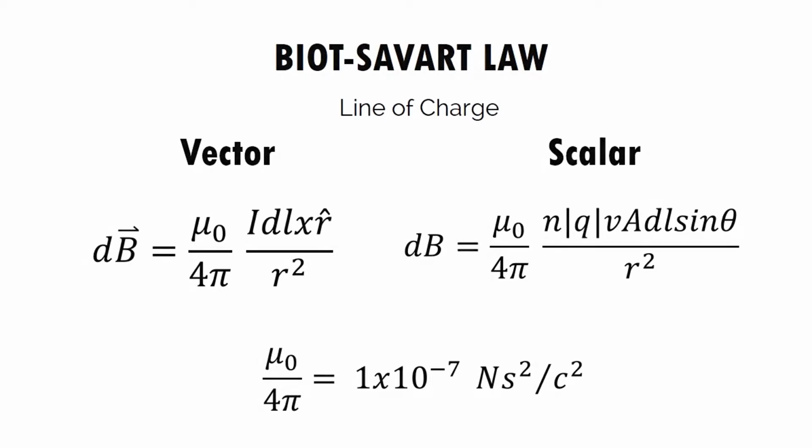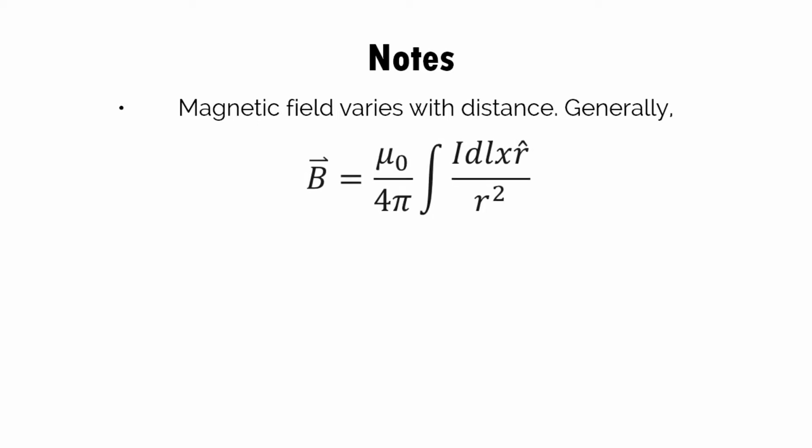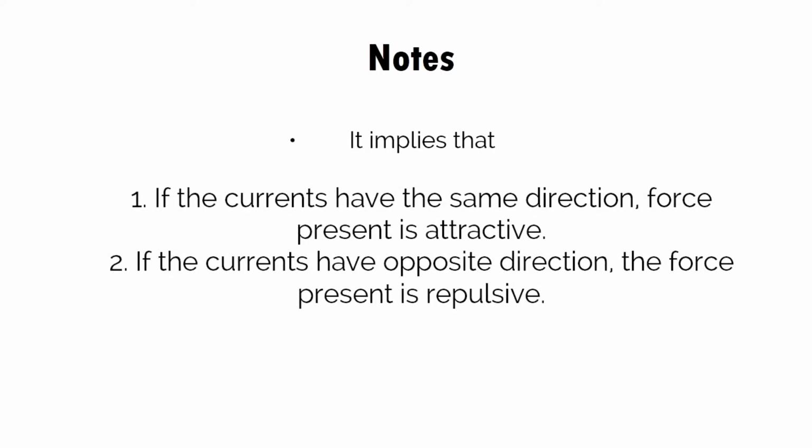There are two things that you need to take note. The first one is that the magnetic field varies with the distance. Generally, the B vector is equal to mu naught over 4 pi times the integral of I dL cross r hat over r squared. The second one is the force between parallel conductors, which implies that if the currents have the same direction, the force present is attractive, and if the currents have opposite directions, the force present is repulsive.